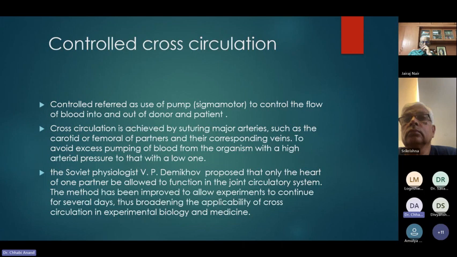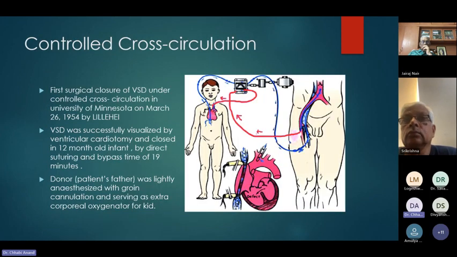The method has been improved to allow experiments to continue for several days, thus broadening the applicability of cross circulation in experimental biology and medicine. First surgical closure of VSD under controlled cross circulation was at the University of Minnesota on March 26, 1954 by Lillehei. VSD was successfully visualized by ventricular cardiotomy and closed in a 12-month-old infant by direct suturing, with a bypass time of 19 minutes. The donor, who was the patient's father, was lightly anesthetized with groin cannulation, serving as an extracorporeal oxygenator for the kid.